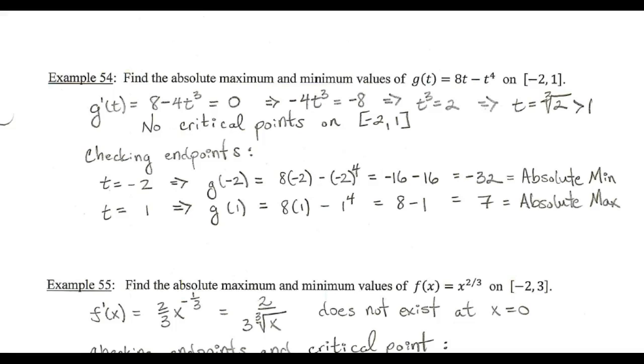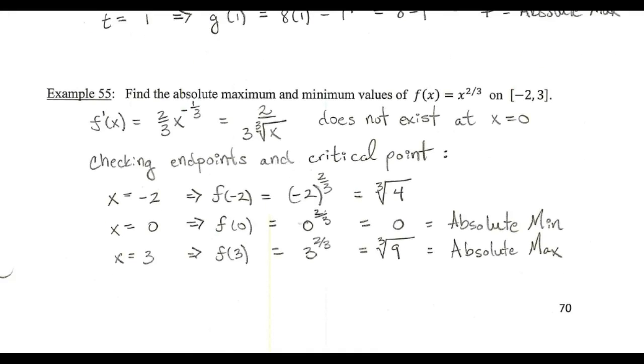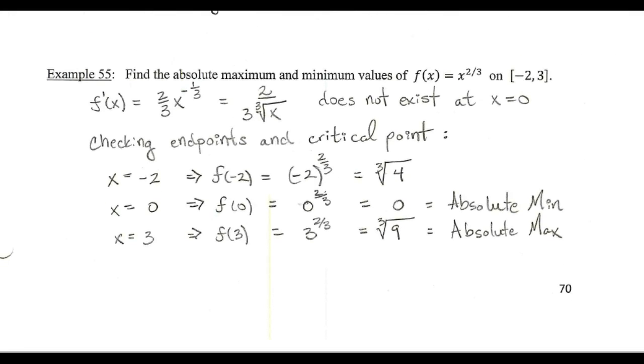Okay, and our last example in this section, example 55, we want to find the absolute maximum and minimum values of f of x equals x to the 2/3 on minus 2, 3. So now in this case, when I take the derivative, f prime of x, I get 2/3 x to the minus 1/3, which if I want to write it with root notation, I'd write it as 2 over 3 times the cube root of x. So this doesn't equal 0 anywhere, right? If you're going to set this equal to 0, you'd be basically asking where's the numerator equal to 0? So 2 cannot be 0.